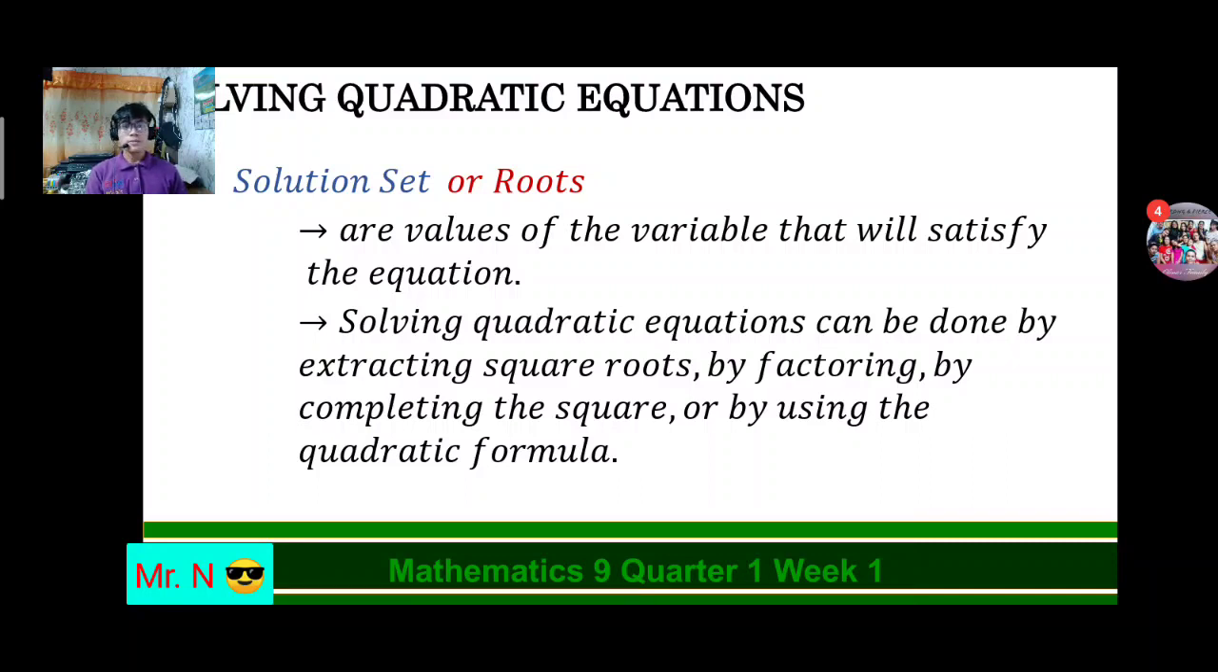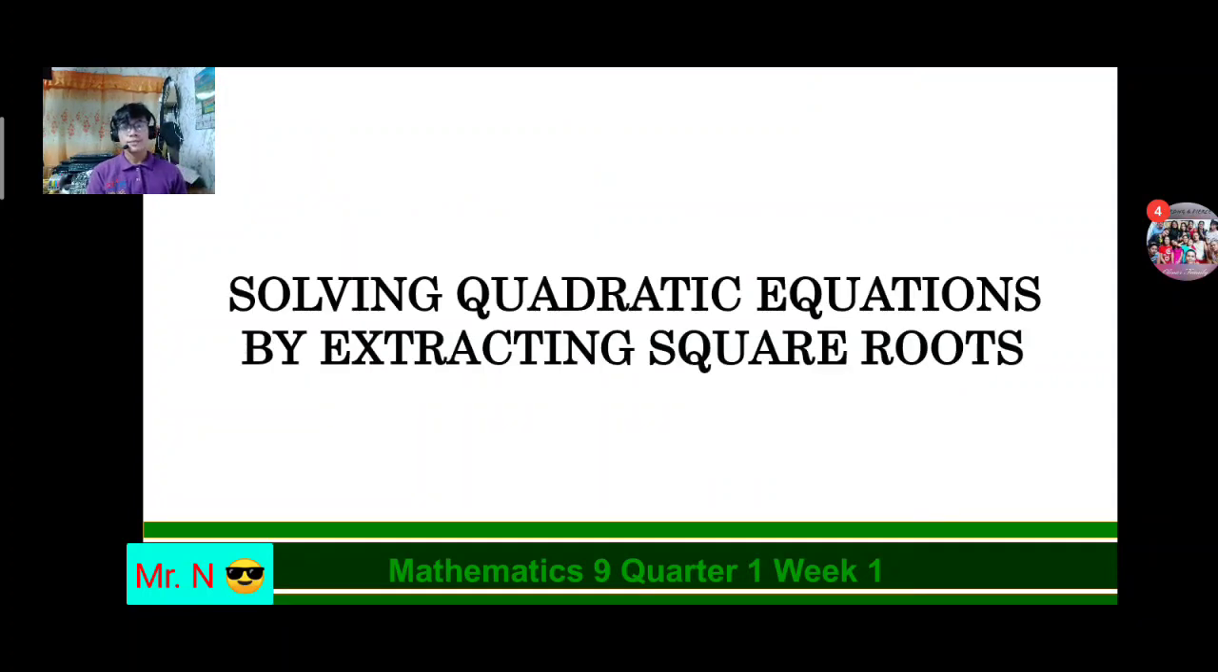Solving quadratic equations can be done by extracting square roots, by factoring, by completing the square, or by using the quadratic formula. So this time, we're just going to focus on solving quadratic equations by extracting square roots.